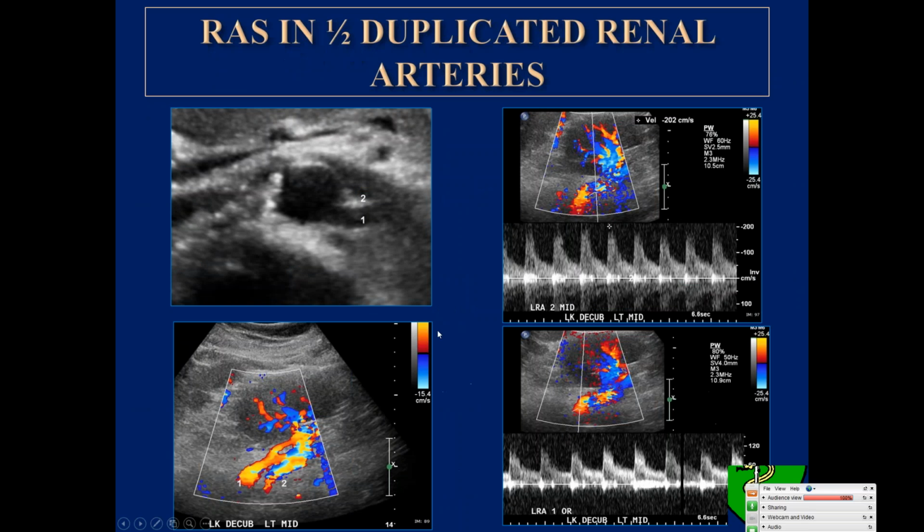This is an example of duplicated renal arteries or accessory renal arteries, where we have two origins of the vessels, and as you can see, both of them enter into the hilum. One of the vessels was interrogated and showed very high peak systolic velocities, and the other vessel showed normal peak systolic velocities. So if you only saw one, you would definitely miss the renal artery stenosis.